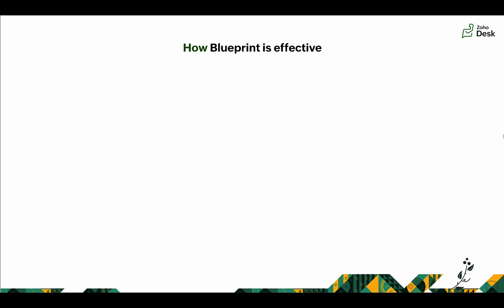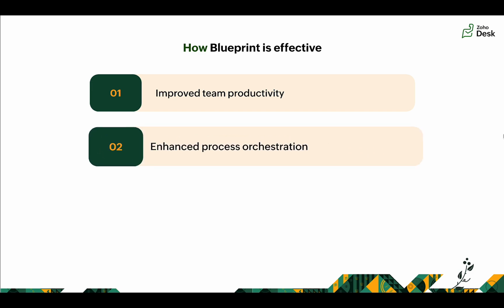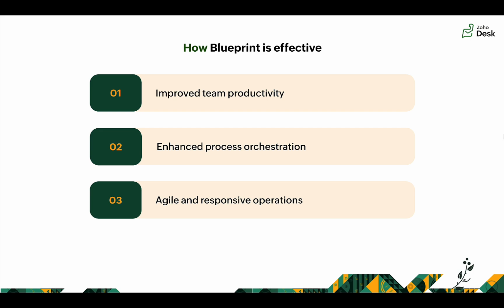How is Blueprint effective? Blueprint is highly effective because it enhances team productivity by automating routine actions and clearly outlining responsibilities. It allows for faster decision making by helping businesses in process orchestration, where each step is predefined and actions are triggered automatically. This reduces the need for constant oversight, ensuring that teams can focus on more complex tasks. Ultimately, Blueprint fosters a more agile and responsive environment, improving both internal operations and customer satisfaction.